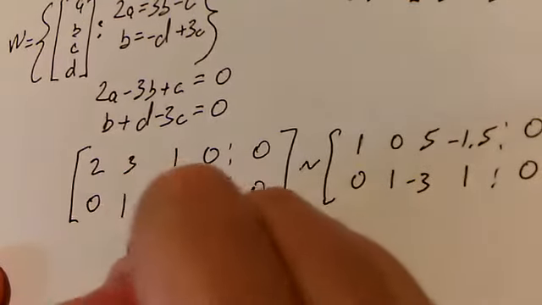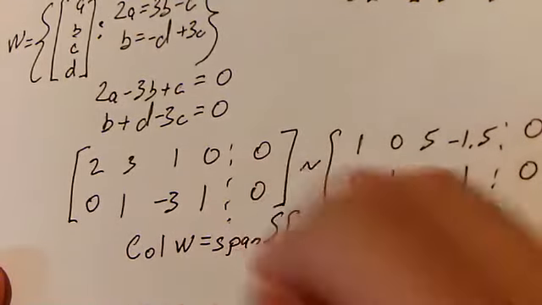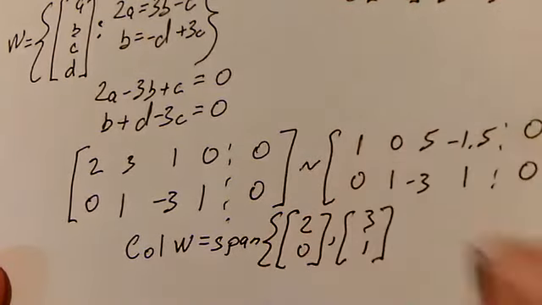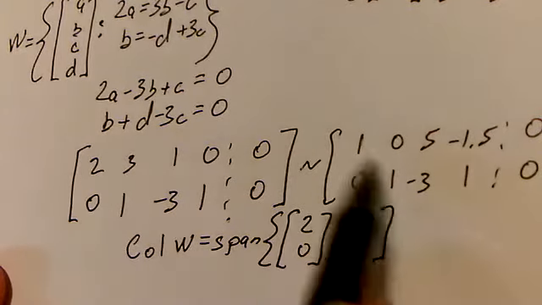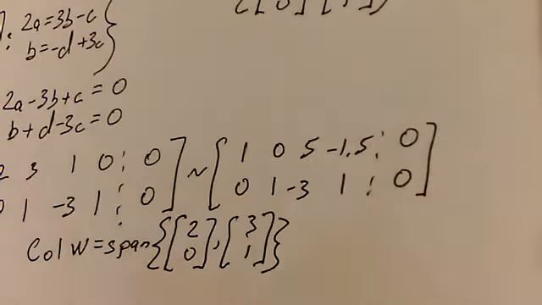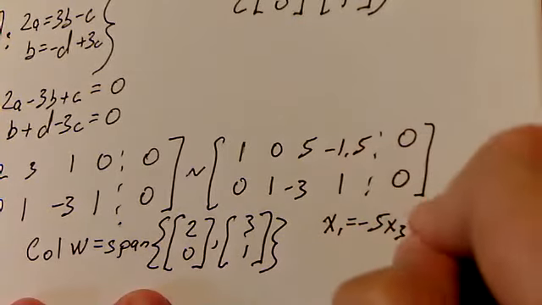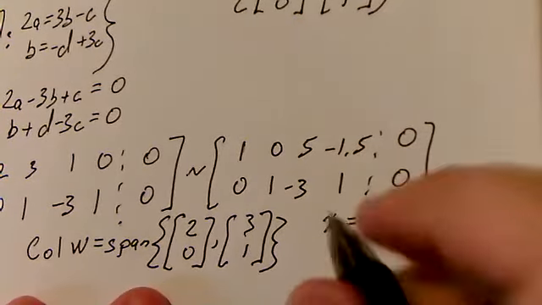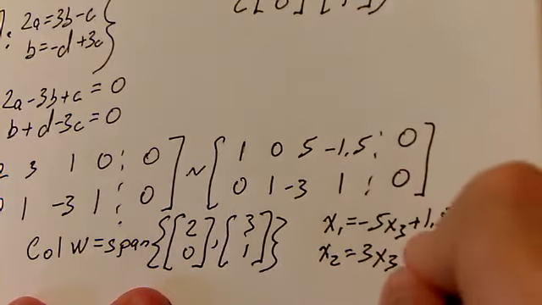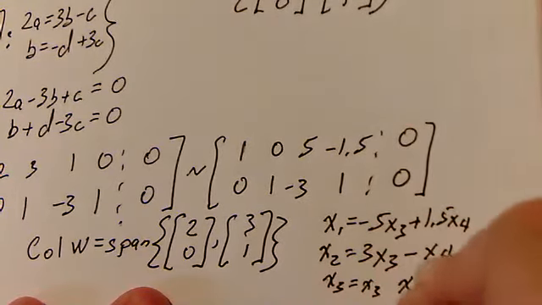So I can write the column space then as the first two columns. So the column space of W would be equal to the span of 2, 0, and 3, 1. Those first two columns, because those are the independent columns. And then I'm going to write the system of equations over here. I'm going to have x1 is equal to negative 5x3 plus 1.5x4. I'm going to have x2 is equal to 3x3 minus x4. x3 and x4 are free.